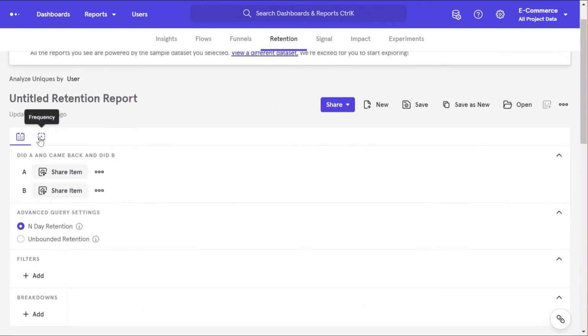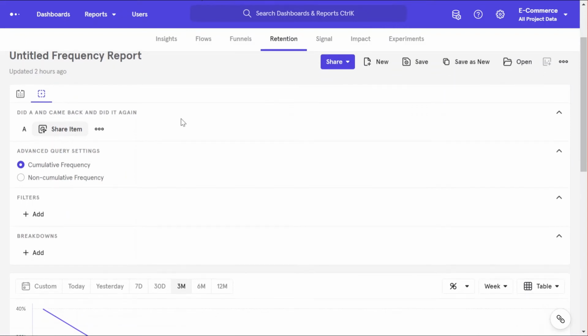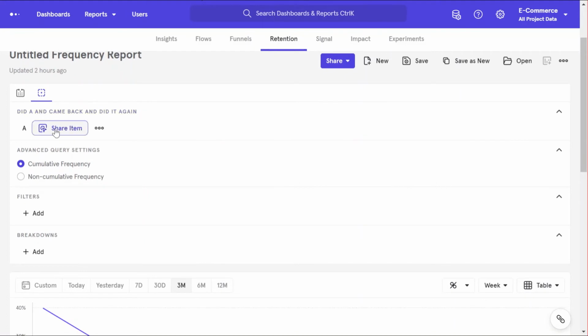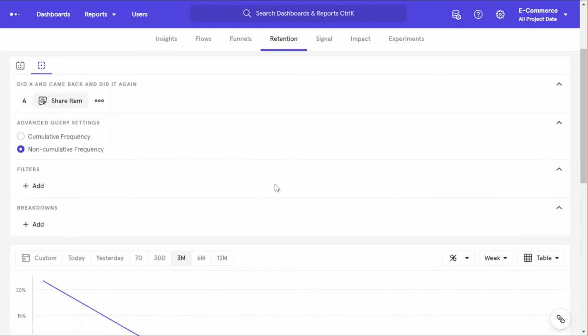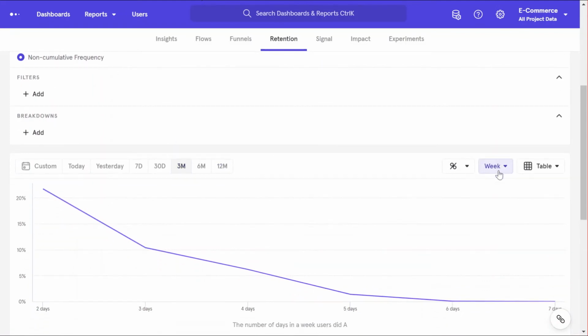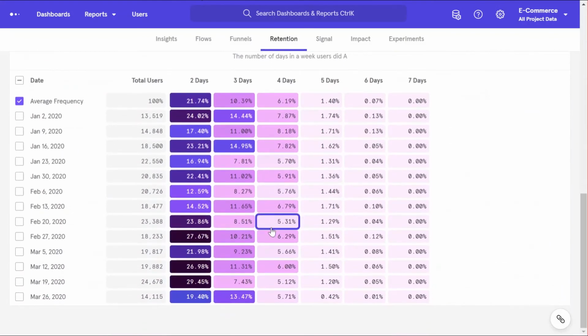Now let us move to the second report, which is frequency report. Here, we can again measure retention, but with a different kind of number. What frequency report shows is you can select any action here, any event, and I will select non-cumulative frequency for now, explain the other one later. And over a period, 3 months is what I'm choosing. Then the time period over which you want to see the frequency can be selected here. So if you select week or month, what it shows is how many days in the week or month this event was done by people, what percentage of people essentially.